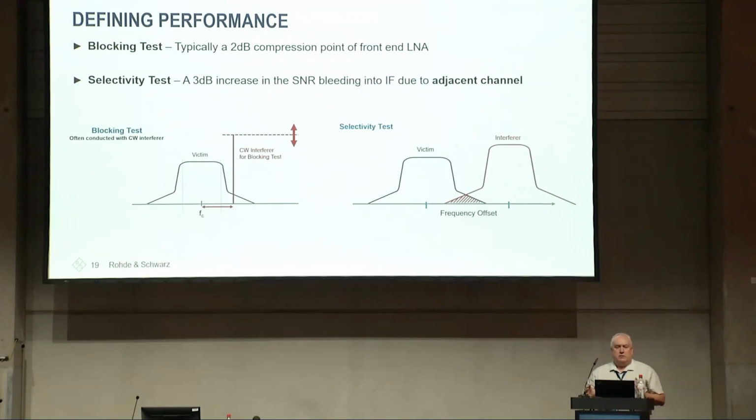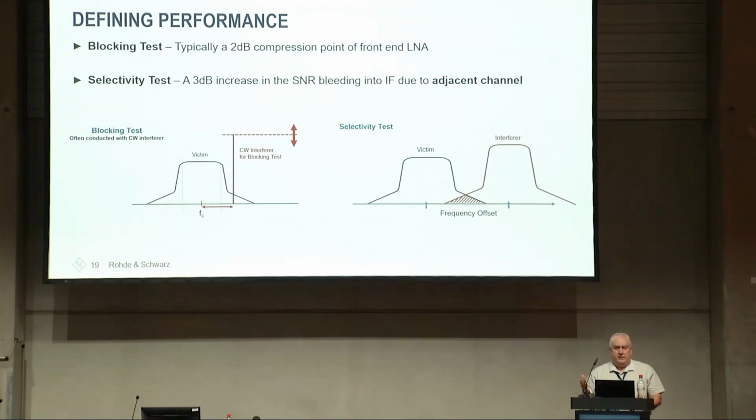When we look at this, there are really two kinds of things that we look at. The most common one we think of as blocking. We have our signal, and we have our interferer. In this case, it's a CW, but it could be anything. It could be an FMCW, it could be wideband noise. And what we're looking at is whether our victim can operate in the presence of a signal that is in band and larger than we're expecting.